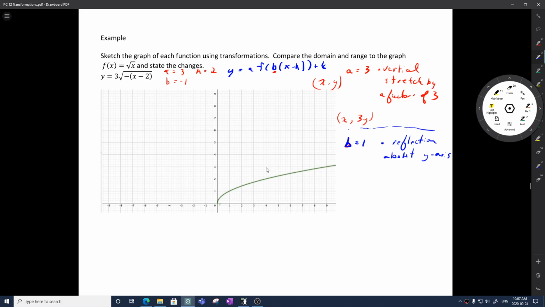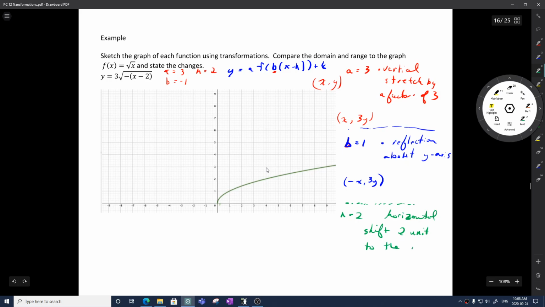So it takes point (x, 3y) and changes this to point (-x, 3y). Now I'm going to maybe move into green. So h is 2. So this is a horizontal shift two units to the right.